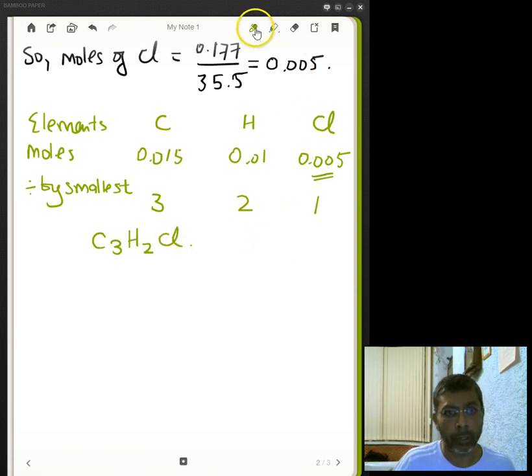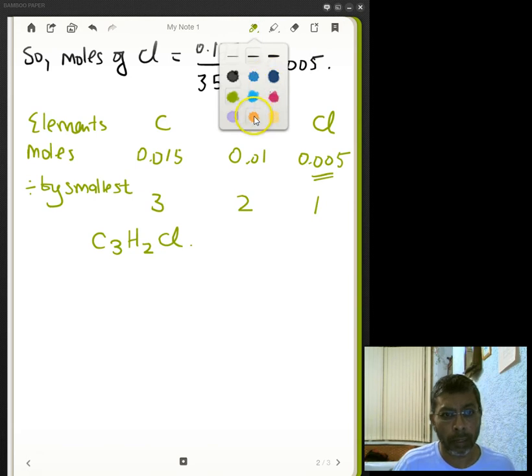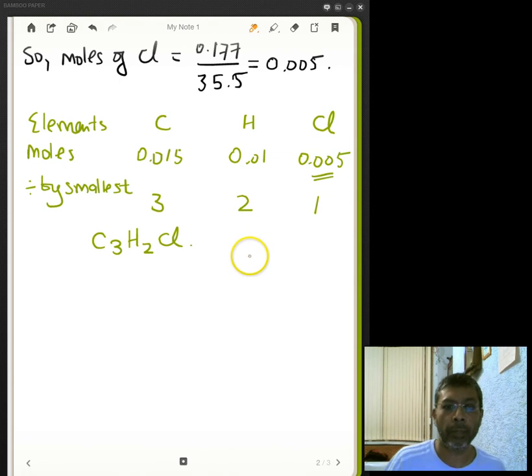Okay, now you could work out the empirical formula mass here, because the second part of the question may ask you to work out the molecular formula. You need to know the empirical mass. So the empirical mass would be all of these added together: 3 times 12 plus 2 plus 35.5. Okay, and you could just do that if you need to then go on and work out the molecular formula.